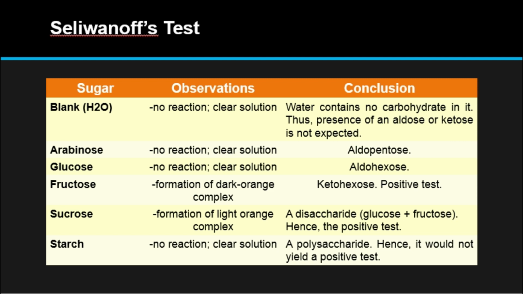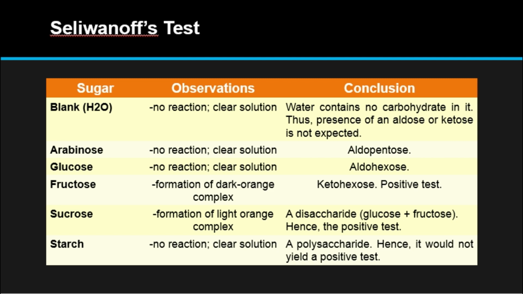Starch, no reaction or clear solution. It is a polysaccharide, so of course it would not yield a positive test. Ketoses normally give you a cherry red color. For aldoses, it gives the test weakly and slowly. If the boiling is prolonged, a positive test is obtained with glucose due to its partial conversion to fructose.